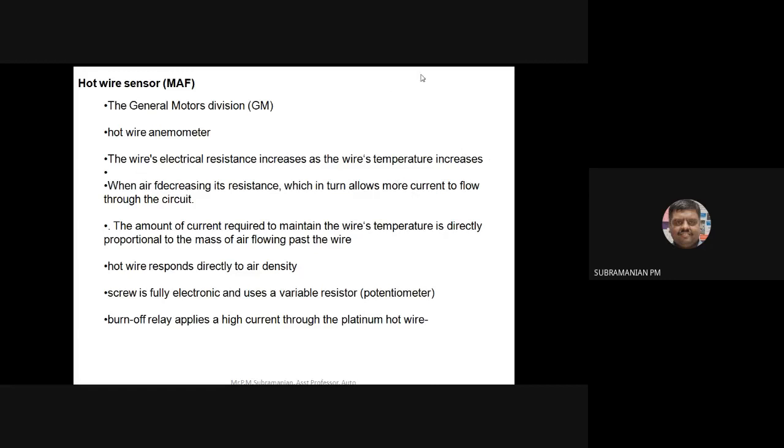I am explaining the entire concept now. Previously, I have explained the relationship between resistance and temperature. Now I am explaining how it will measure the mass airflow rate. So consider a wire, okay? Consider a wire. I am passing a current over the wire.